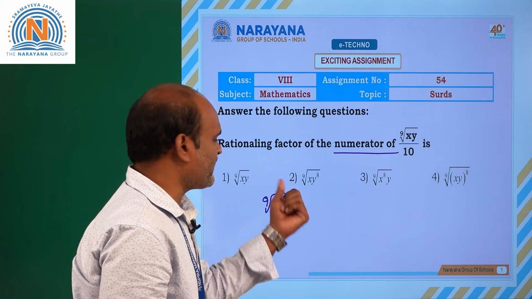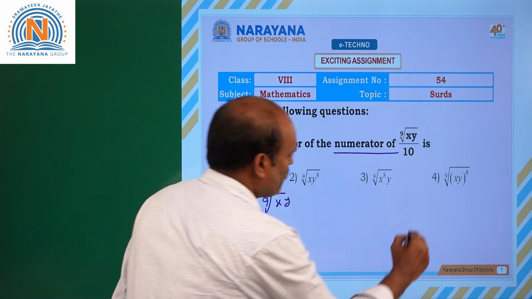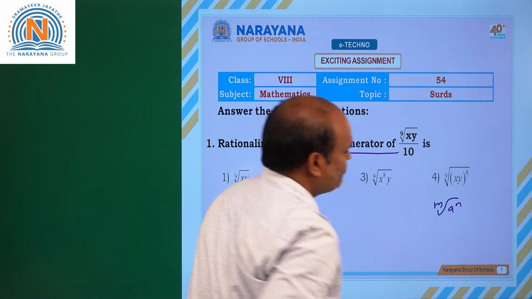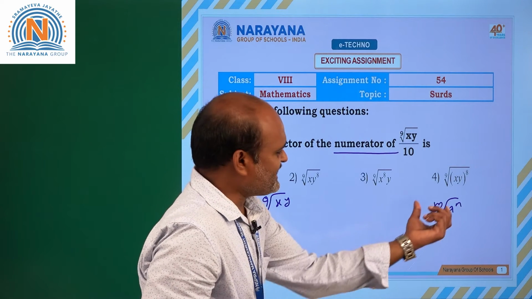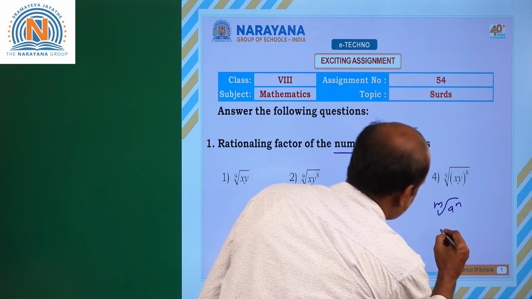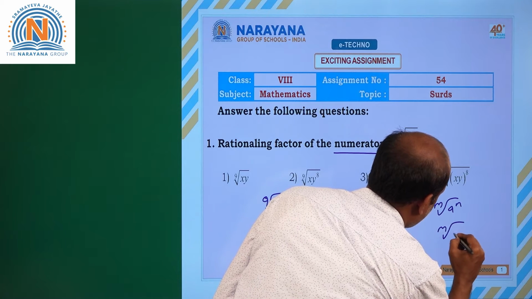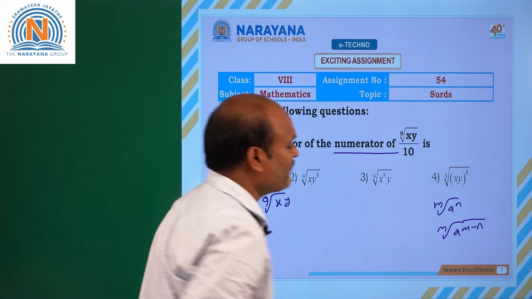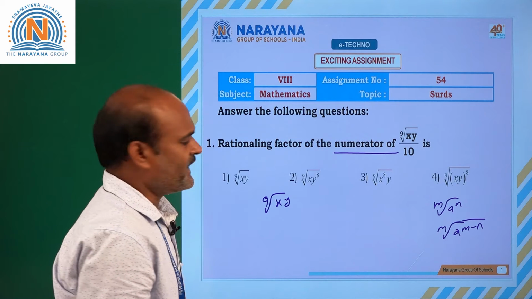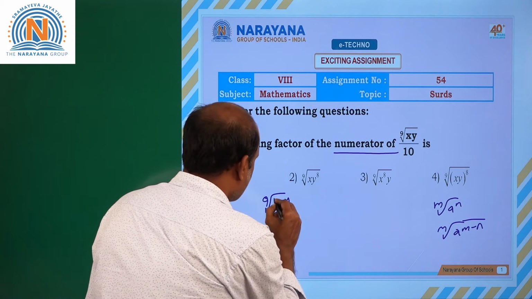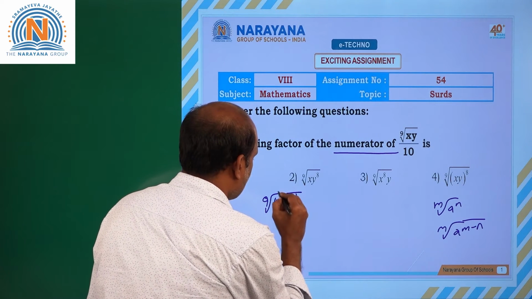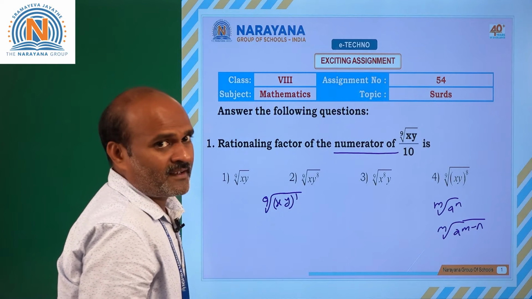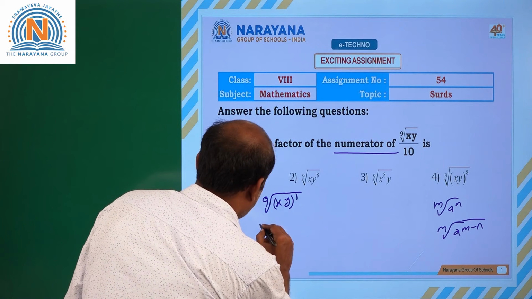What is the rationalizing factor of 9th root of xy? We know mth root of a power n is a surd. Then the rationalizing factor of this monomial surd is mth root of a power m minus n. So here you assume this xy is a. So mth root of a power n. What is the rationalizing factor?